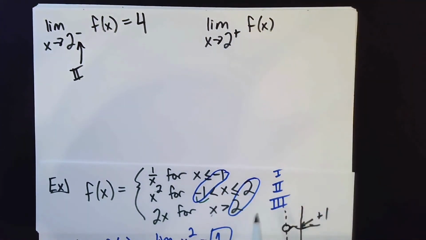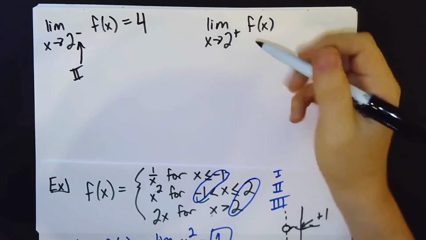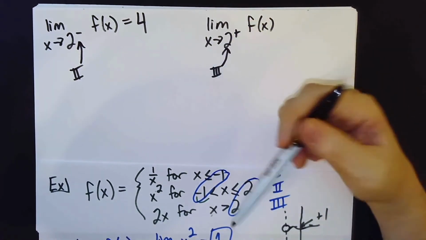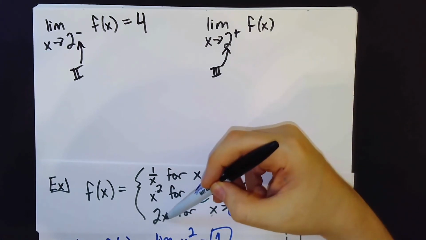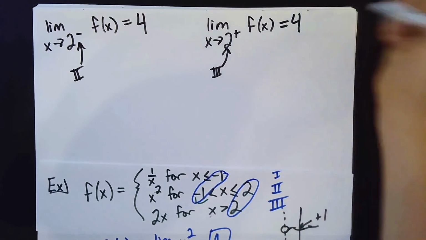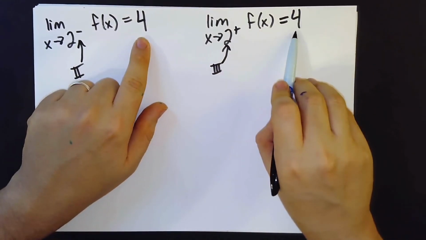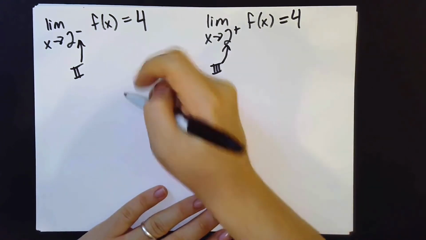Whereas 2 from the right, now I'm looking at inputs that are a little bigger than 2. That's going to put me in line 3. And so when I look at line 3 now, I'm going to get 2 times 2, which is also 4. And now the fact that these two are the same actually also tells me a story about what the graph of f of x looks like.